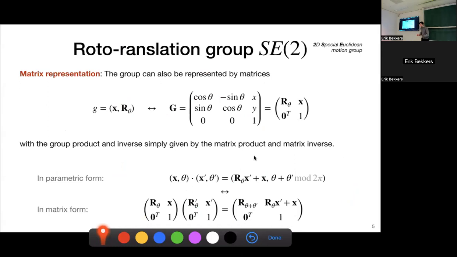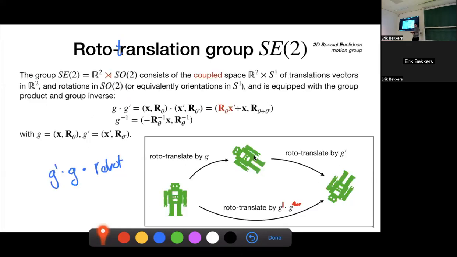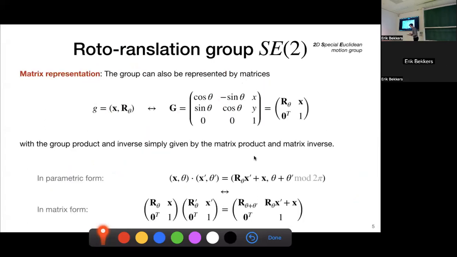Then we also have this idea of a matrix representation of a group element, because I already said here, hey, I talk about translation and rotations, but then I switch to translations and rotation angles. So these are matrices, these are angles. So we can be flexible on how we parameterize our group, as long as we are able to define a group product in terms of this parametric form.